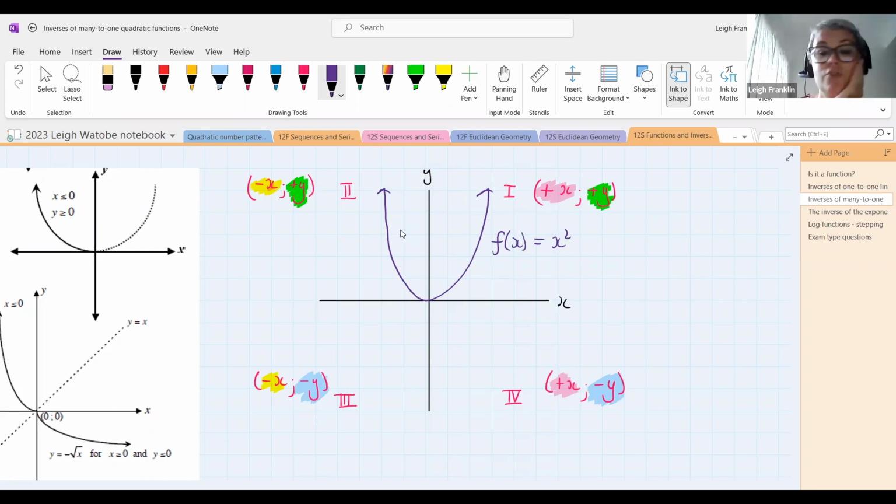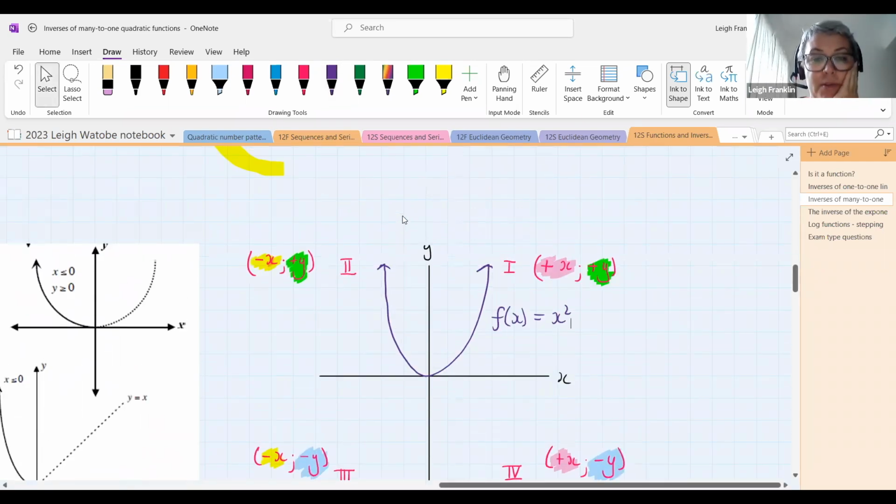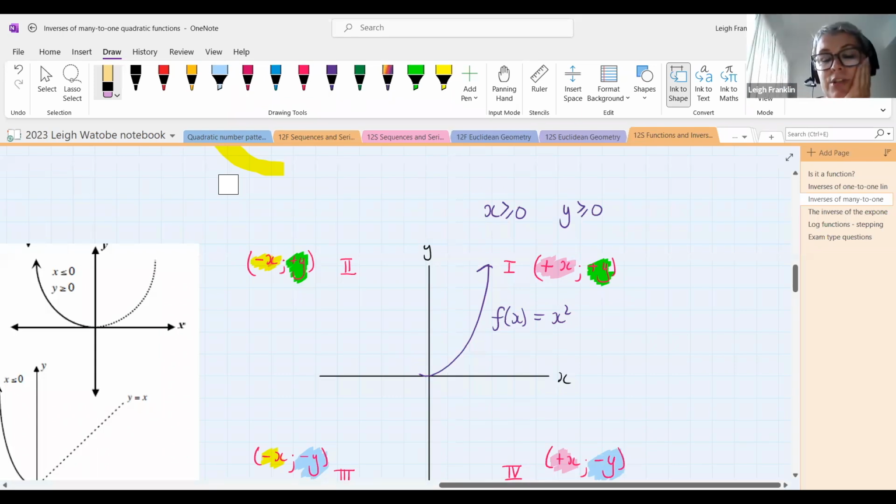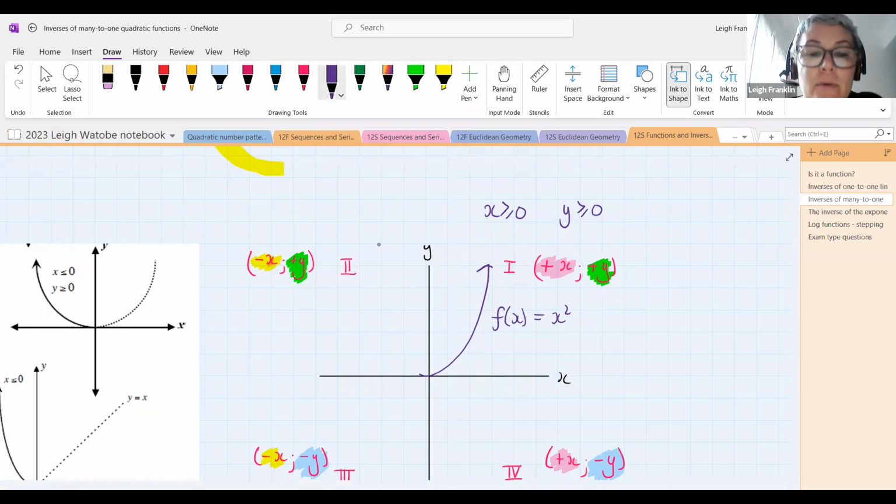So when I restrict the domain, this is what happens. If I only look where x is positive and where y is positive, then what that means is that I am essentially getting rid of that arm. That's what I'm doing when I'm restricting the domain. I've essentially rubbed that arm out, right? Similarly, I'm going to put it back now.